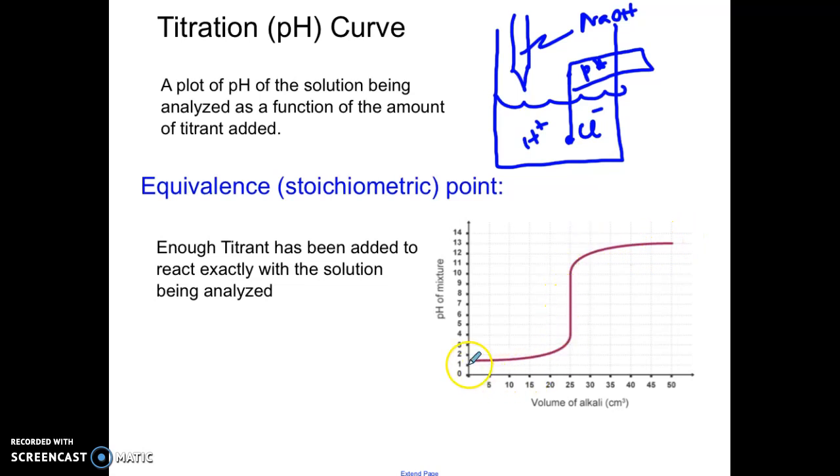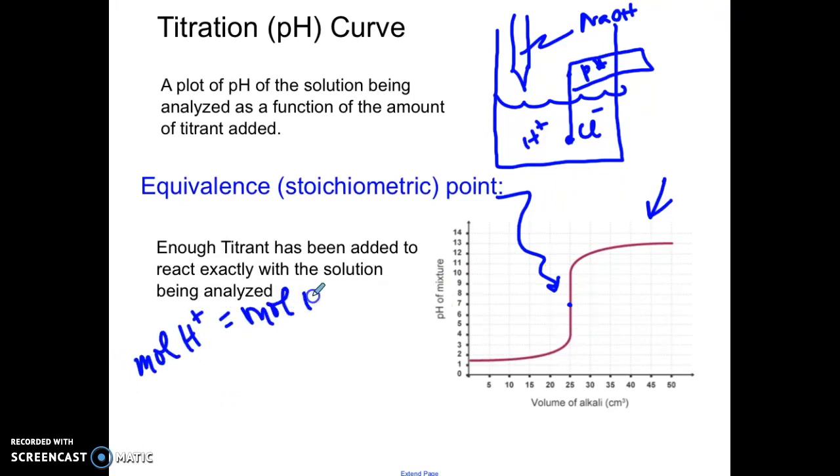In a strong acid and base titration system, you get a curve that looks like this, where halfway up this inflection point, where it's straight up and down, if you go half that distance, which is right at about here, that is called the equivalence point. And the equivalence point is when the moles of H+ equals the moles of hydroxide. So that's what we know from our first year course.